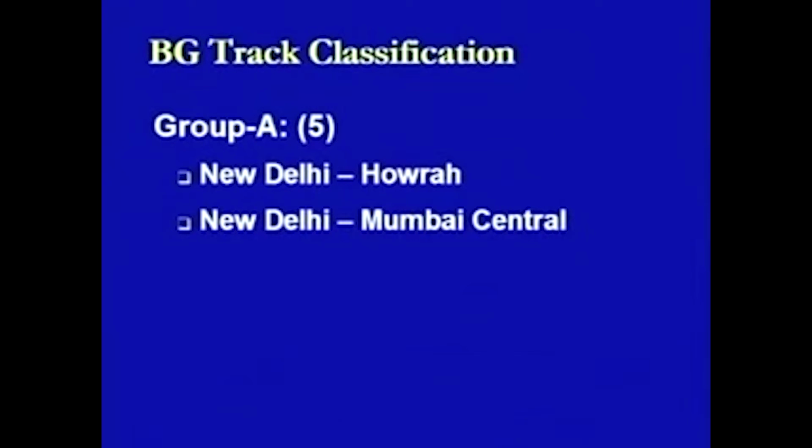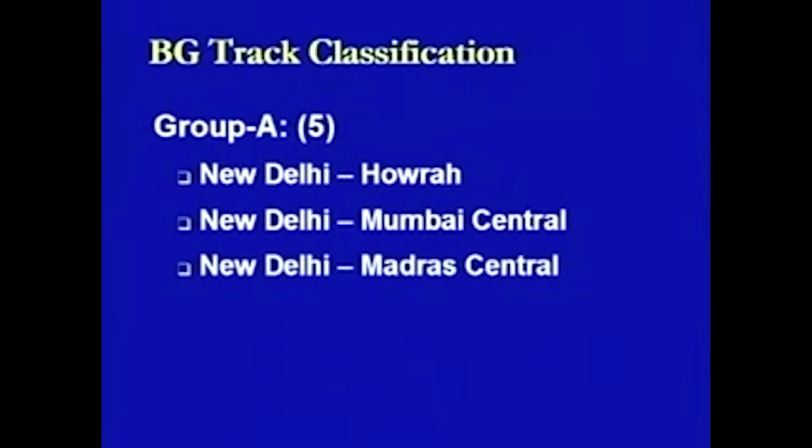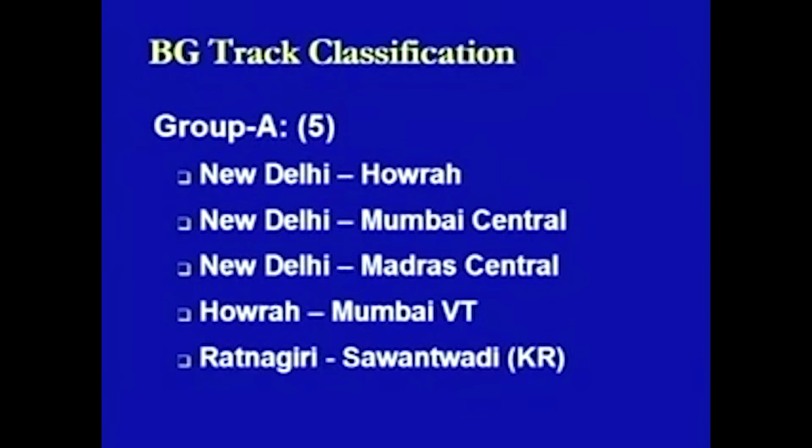Now here we are going to look at certain tracks which have been defined under the different groups of broad gauge, that is group A, B, C, D and E. In the case of group A, there are 5 sections which have been defined under this category. One section is New Delhi to Howrah, another section is New Delhi to Mumbai Central, then another is New Delhi to Madras Central, then Howrah to Mumbai, and the new section which was added some time back was Ratnagiri to Sawantwadi, that is on Konkan Railways. That's why it is termed as KR here.